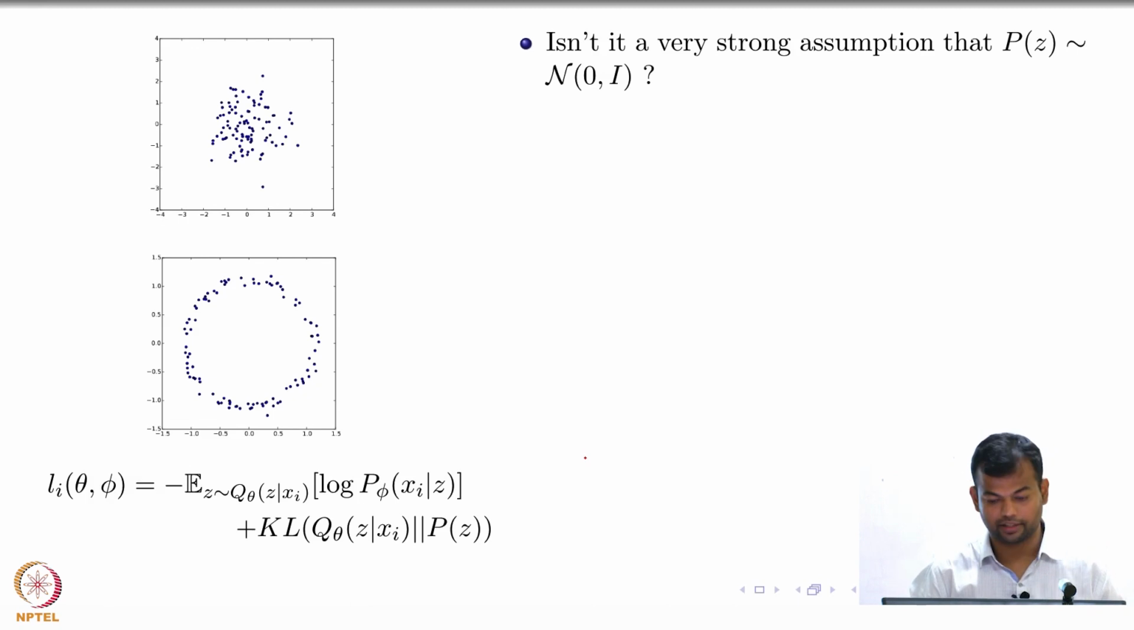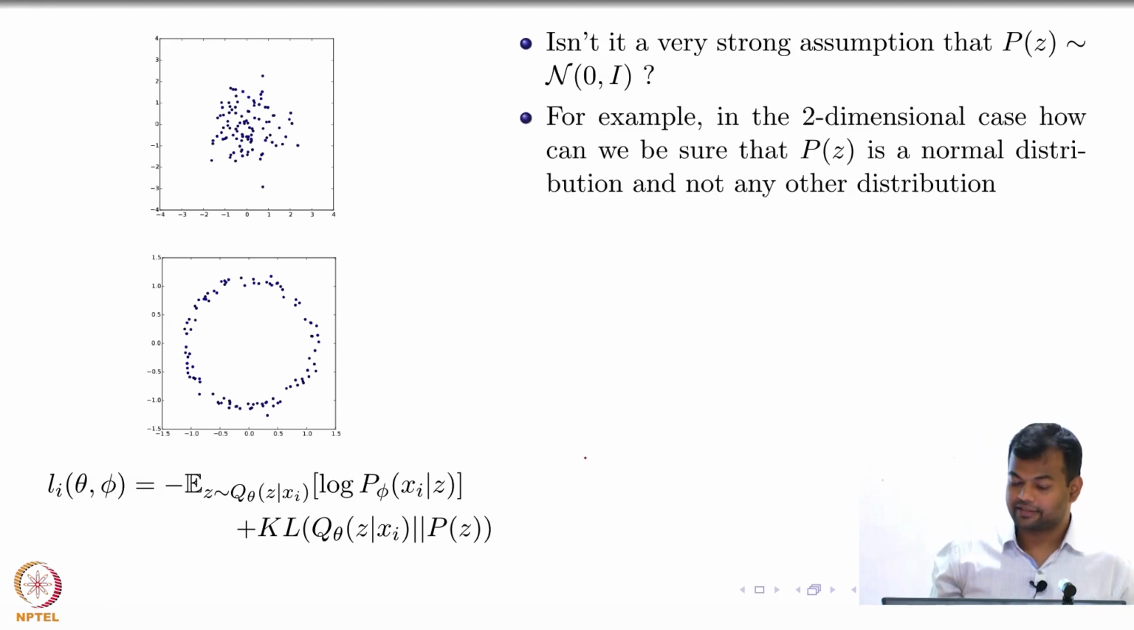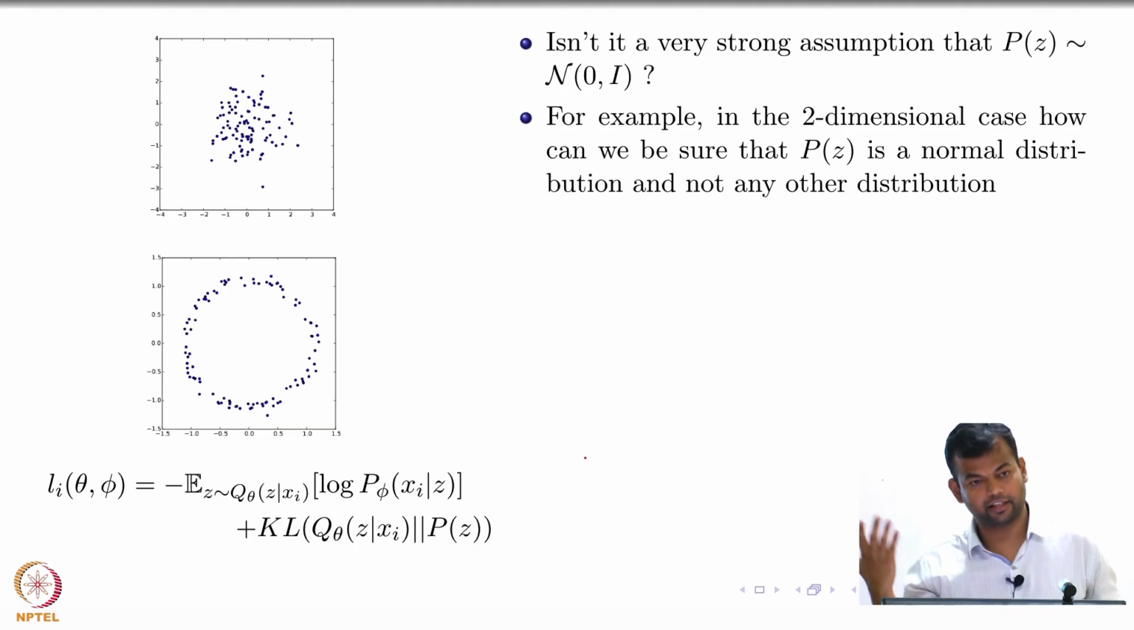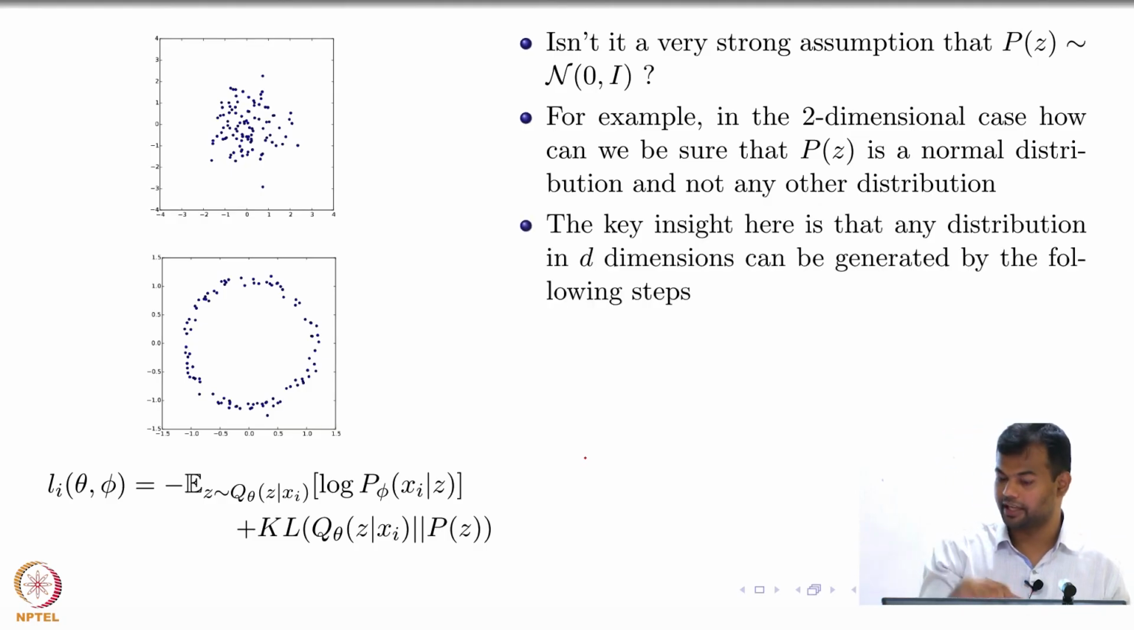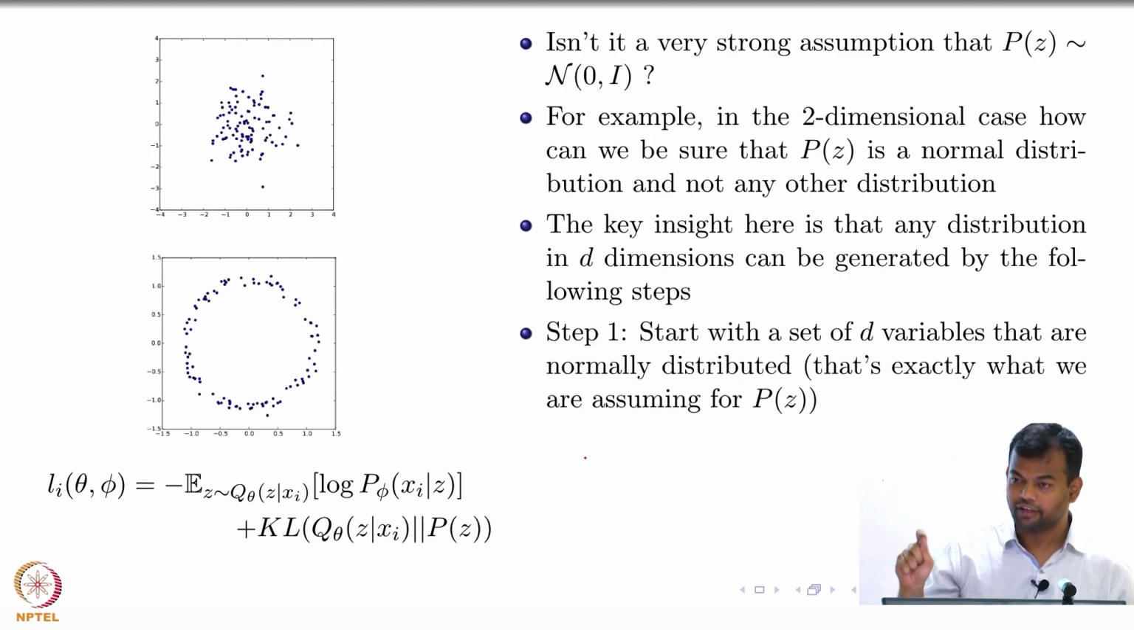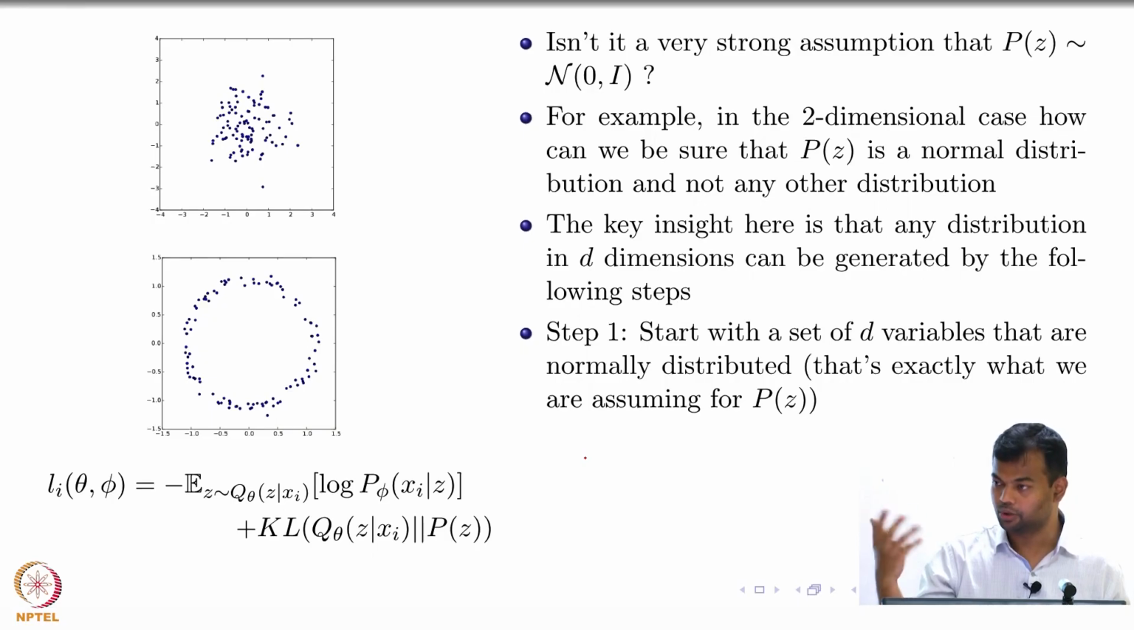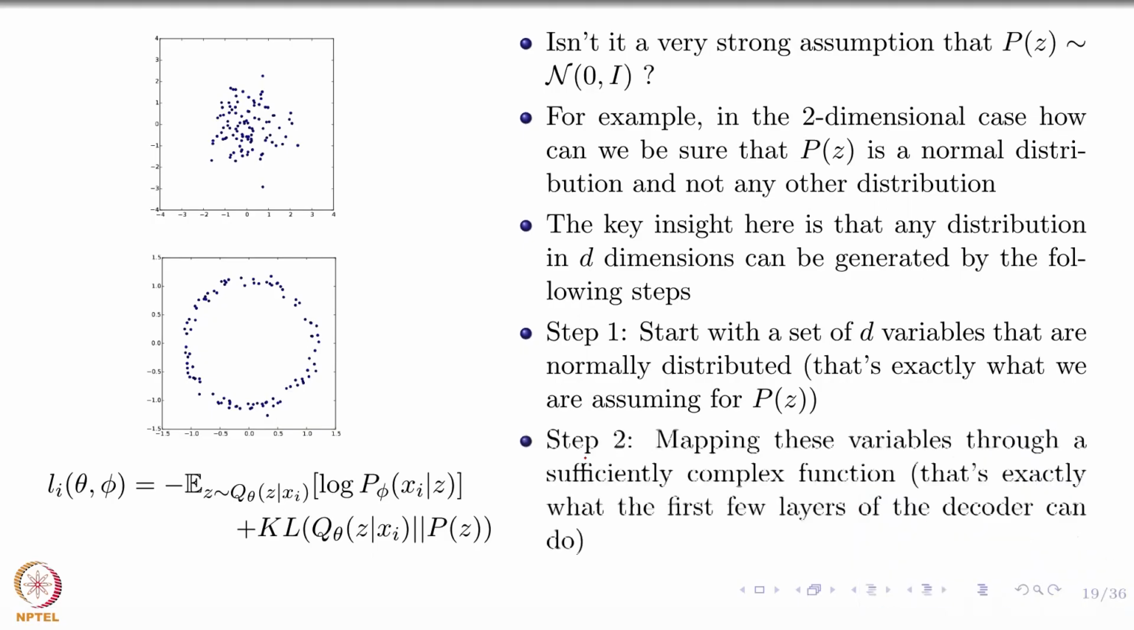Okay, so we'll try to complete that story, right? In the two-dimensional case, why should it be a normal distribution like figure 1? It could be any arbitrary distribution like figure 2. But the key insight here comes from the following observation, and this has nothing to do with neural networks, this is just normal probability and statistics: you can start with a set of d variables which are distributed normally. In our toy example, d is equal to 2. So I could start with two variables which are distributed normally, and from this I could map these variables through a sufficiently complex function and create any arbitrary distribution. What does that mean?